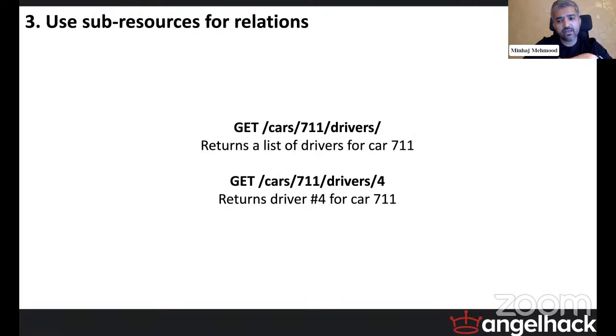My third tip is, oftentimes different endpoints can be interlinked, so you should nest them so it's easier to understand. For example, in this slide, you can see the first endpoint, which says get car 7-11 drivers, returns a list of drivers for the car 7-11. If you have a relational database of cars, there are many cars, and each car can have many drivers. So this is how you can use sub-resources for relations. And if you need a specific driver, this is the endpoint that returns driver number 4 for the car 7-11. That's how you can use sub-resources for relationships.